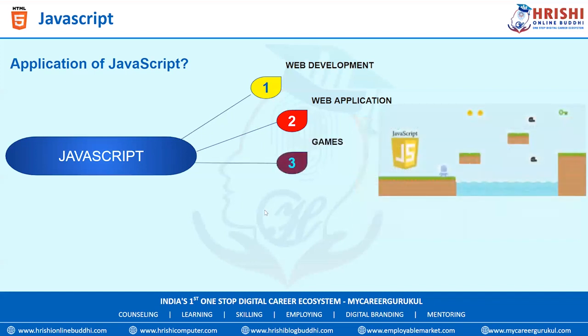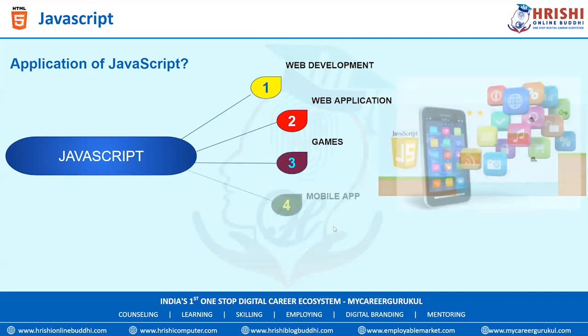Then next come the games. Creating games on the web application is another important application of JavaScript. The combination of JavaScript and HTML5 plays a major role in games development using JS. Complex browser games like Tower Building and CrossCode are based on JavaScript.